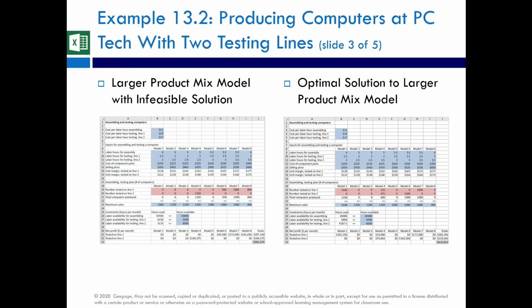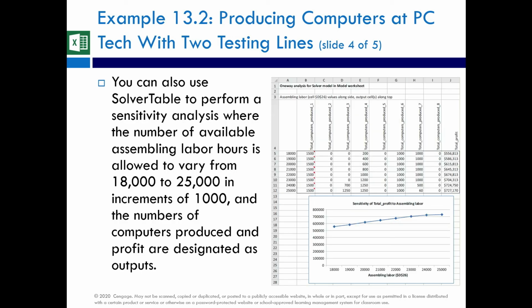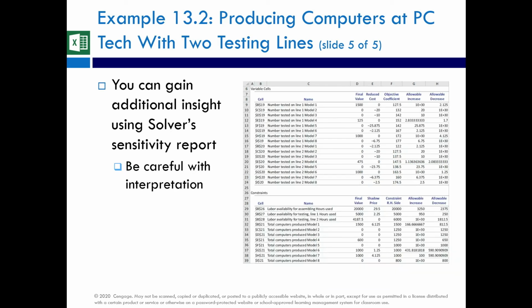And we can look at the 2 different product mixes and see how we can optimize it and make it feasible versus not feasible. You can also use the solver table to perform sensitivity analysis. The number of available assembly labor hours is allowed to vary from 18 to 2,500 in increments of 1,000. The number of computers produced and profit are designated as output. You can gain additional insight using the solver sensitivity, but we have to be careful of the interpretation.